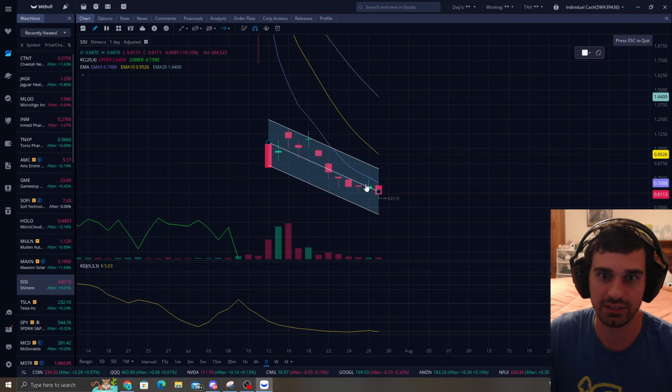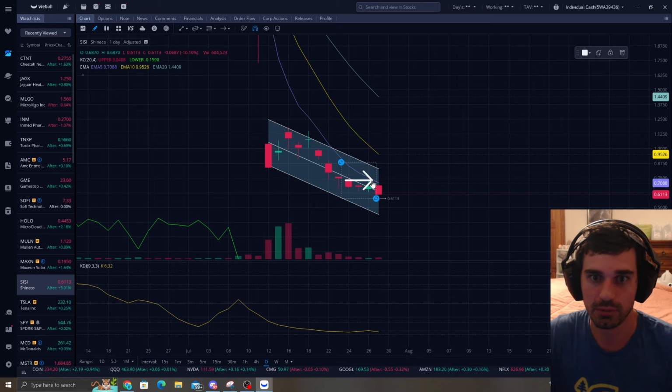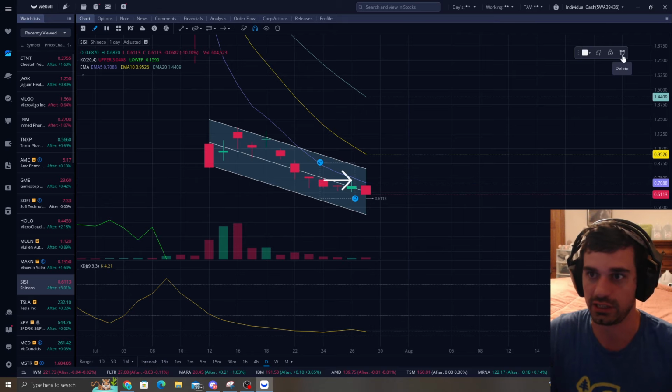I would definitely eye the EMA 10 and 20, maybe 2 or 3 weeks down the road, but the EMA 5 is going to get hit very shortly here soon.